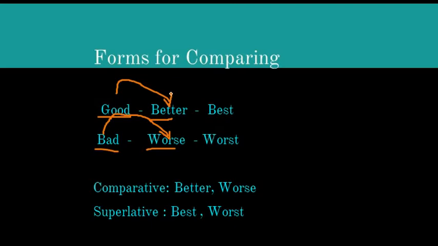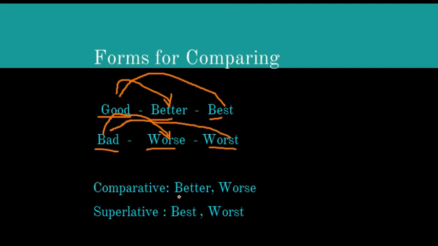To compare 3 or more people or things, use superlative degree. A superlative degree compares a person or thing with the whole group of which that person or thing is a member. Best and worst is the superlative degree of good and bad.